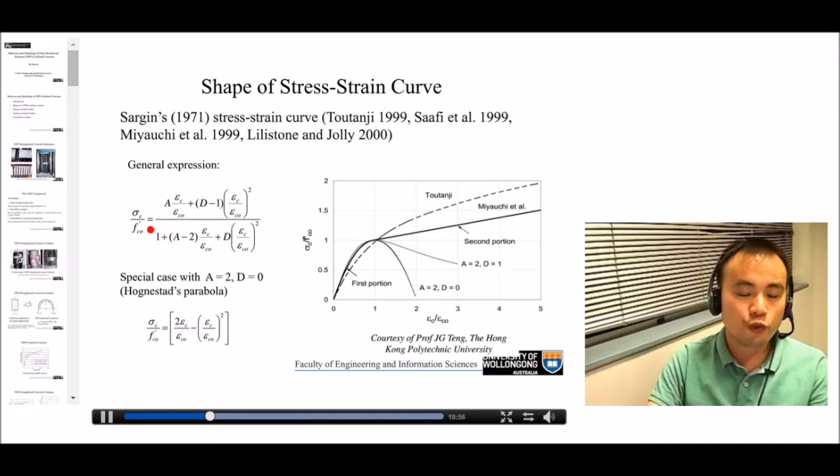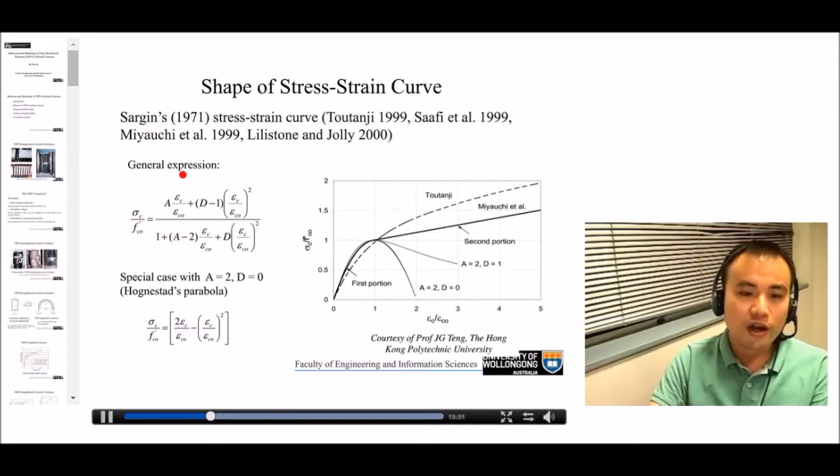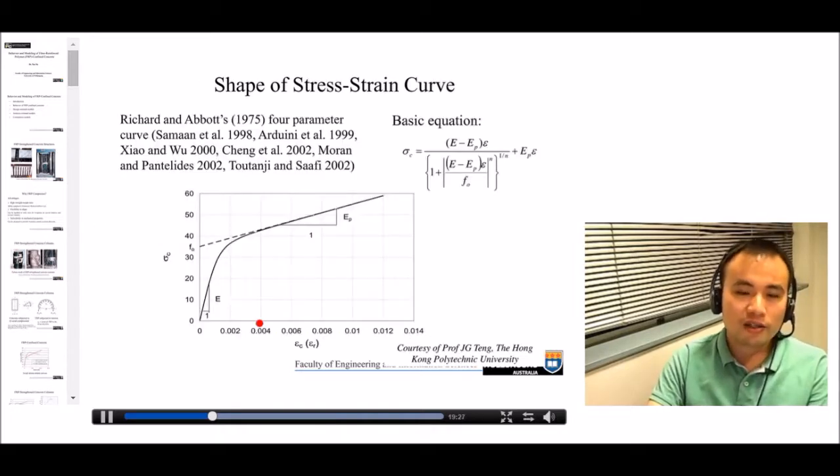And this equation, which was initially proposed by Sargent in the 1970s, has been widely used by a number of researchers in their design-oriented models. So this is a two-parameter equation. It looks complicated, but if you choose wisely the values for A and B, you can end up with a bilinear curve, which is similar to what you get from the test. So this is one type of equation we have been using.